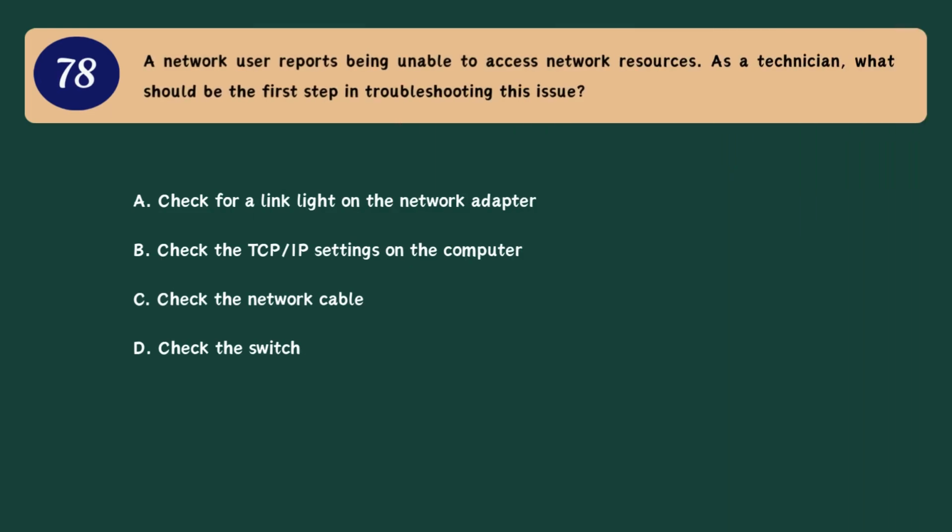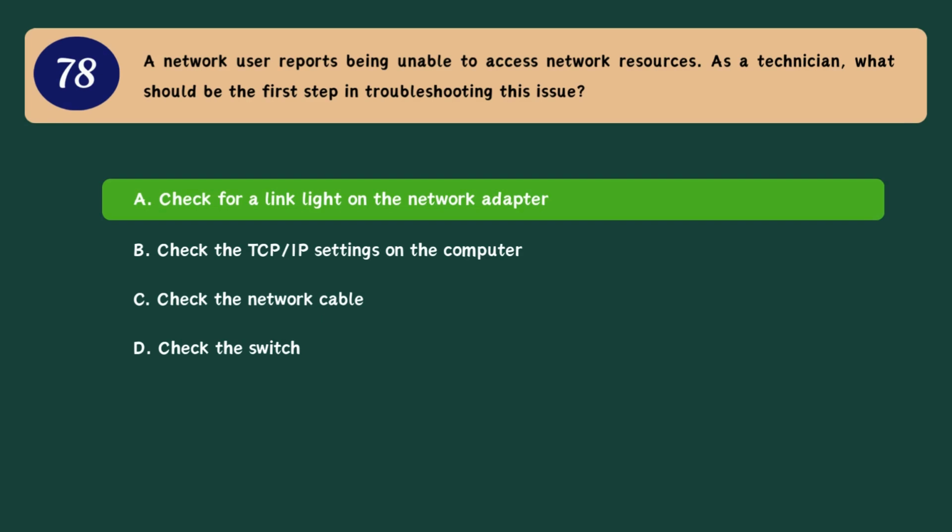Question 78. A network user reports being unable to access network resources. As a technician, what should be the first step in troubleshooting this issue? A. Check for a link light on the network adapter. B. Check the TCP/IP settings on the computer. C. Check the network cable. D. Check the switch. Correct answer. A. Check for a link light on the network adapter.